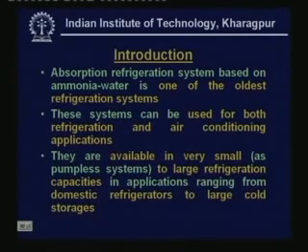And these systems are available in very small refrigeration capacities to very large refrigeration capacities, and mainly they are used in domestic refrigerators in pumpless form and also in large cold storages.